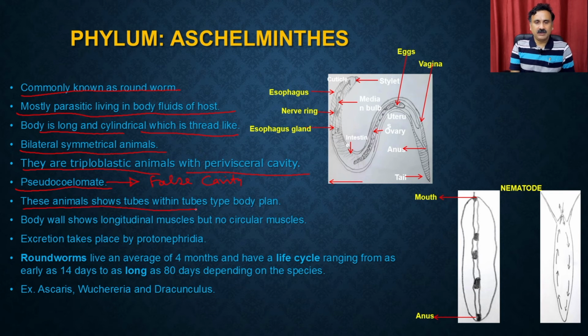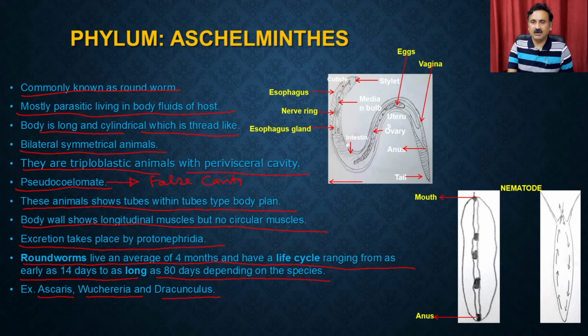These animals show the tube within a tube type body plan. Okay, so you can see here, this is the Aschelminthes, right? And the body wall shows longitudinal muscles but no circular muscles. The excretion takes place by the protonephridia, and roundworms live an average of 4 months and have a life cycle ranging from as early as 14 days to as long as 80 days depending on the species. Examples are Ascaris, Wuchereria and Dracunculus. What you see here is Ascaris, which has separate male and female.